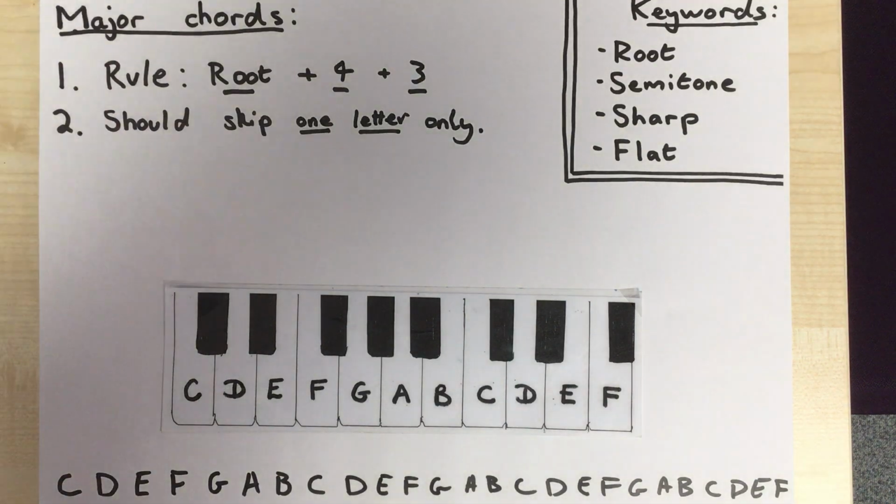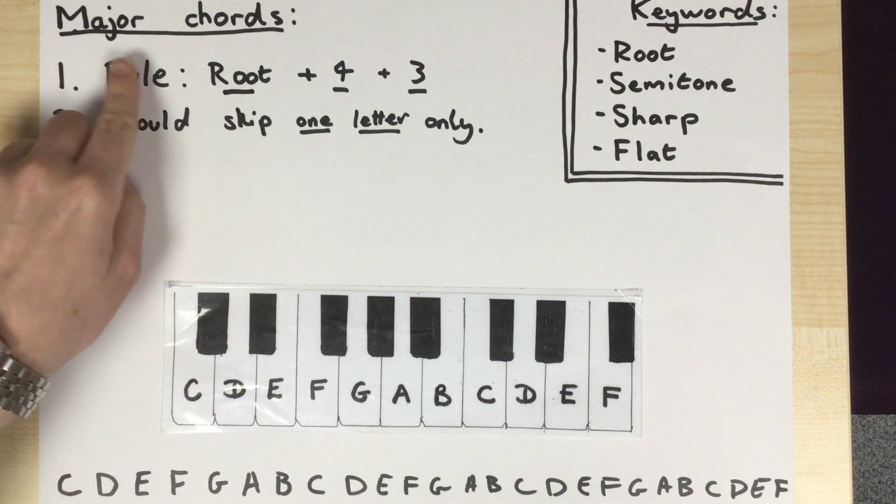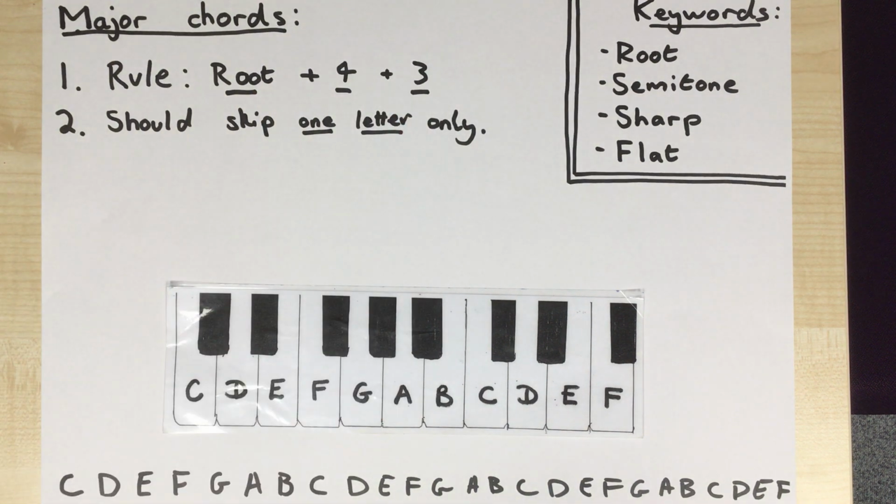Right, I'm going to show you now how you can work out a major chord, what the rules are, and how you're going to build it. So you should therefore be able to create any major chord once you've watched and applied the knowledge from this video. To start with, major chords, there are two rules you need to know. The first rule is that whenever you're working out major chords, you need to have root plus 4 plus 3. That's rule number one. And the second rule is that you should skip only one letter at a time.